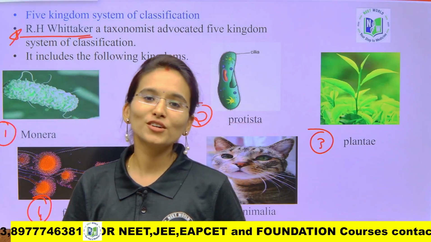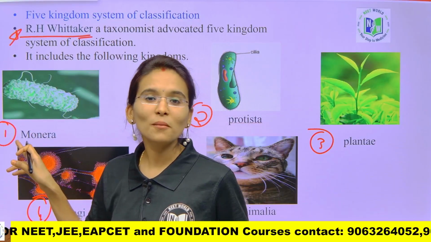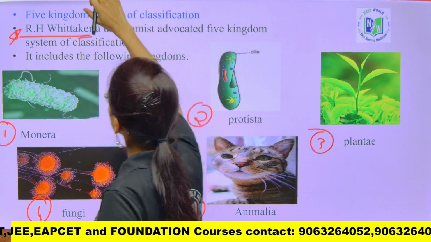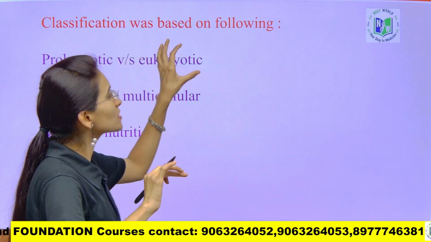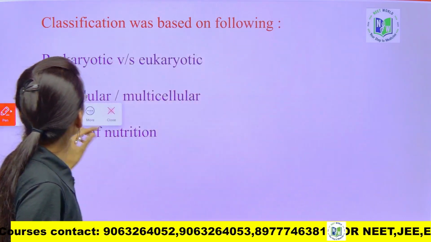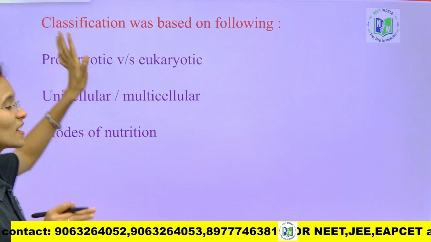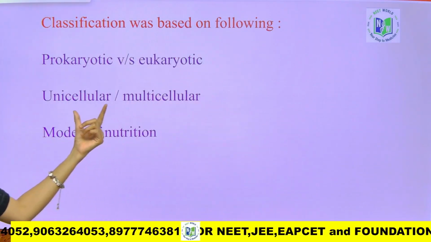Now we are going to start with the first and very easiest kingdom, that is Kingdom Monera. Yes students, stay tuned and listen here. Classification was based on the following characters. These are the main modes by which R.H. Whittaker classified all the kingdoms, based on these special characteristic features only.